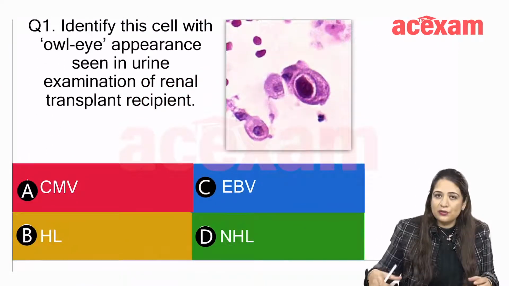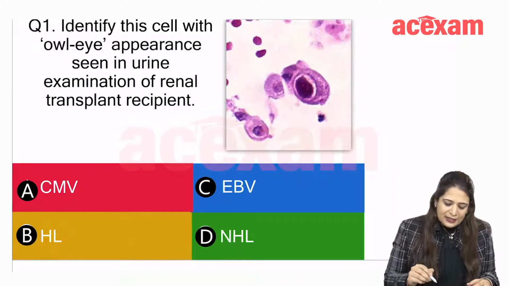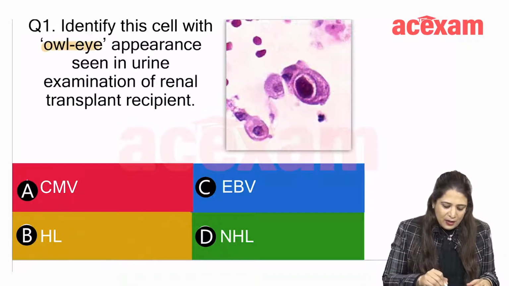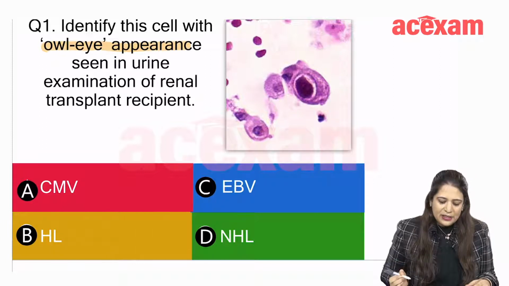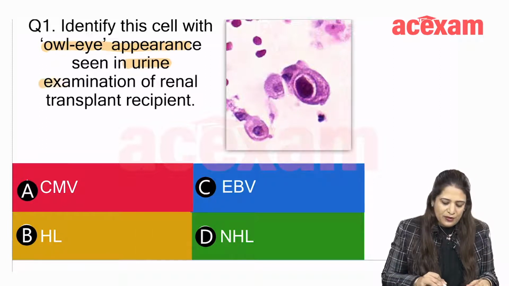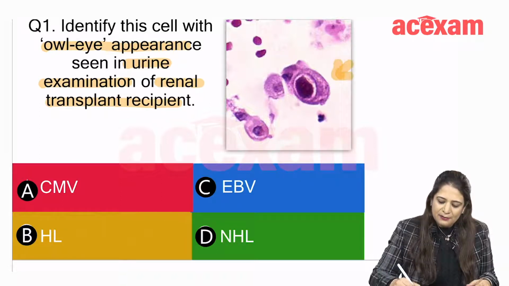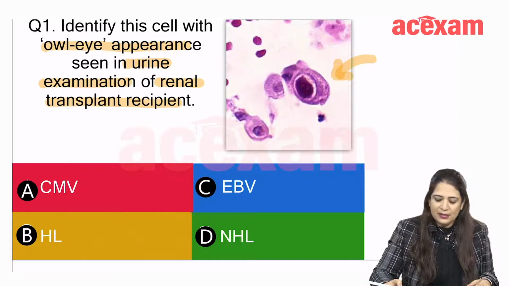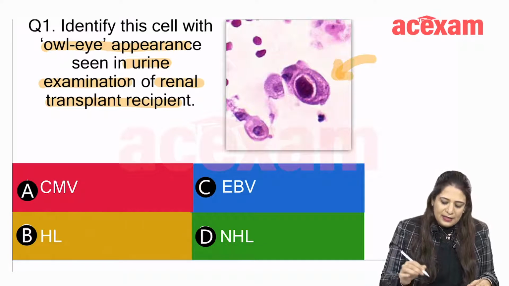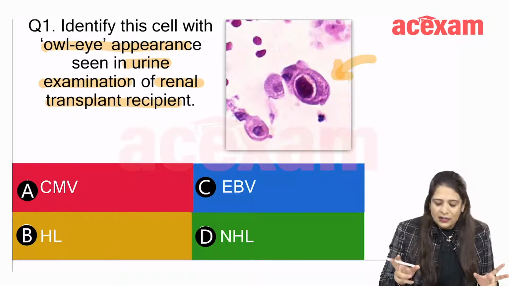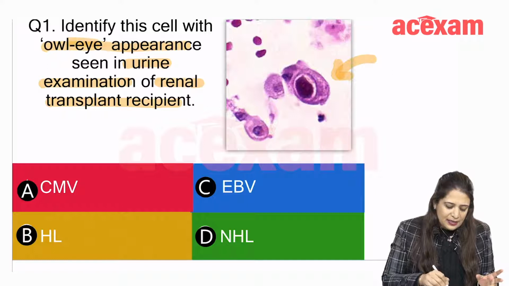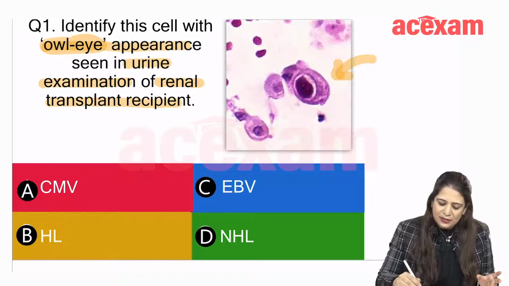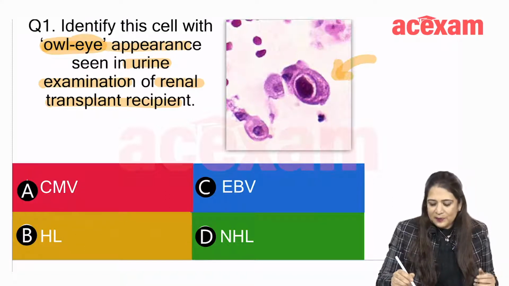So look at this first question here. Identify this cell with owl eye appearance seen in urine examination of renal transplant recipient. And this is the image which had been provided to you in the exam. Let us identify the key words in this question. So first, the cell has owl eye appearance, as you can see here. Within the nucleus of the cell, there is some intensely purple staining inclusion.